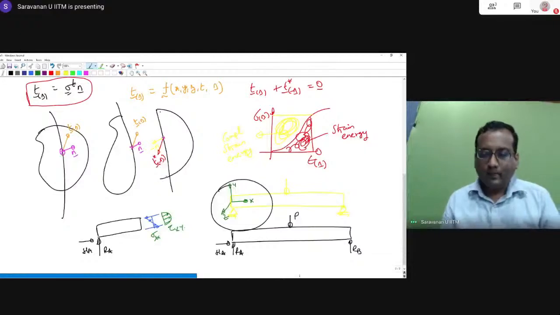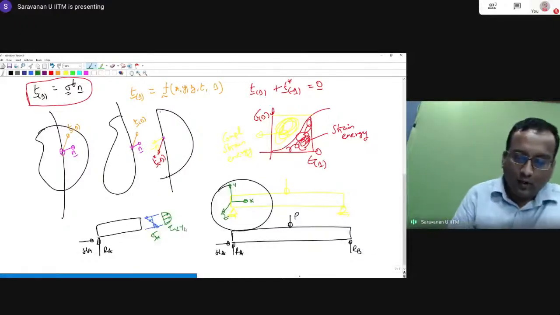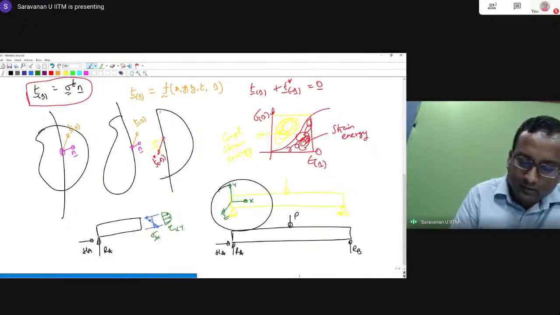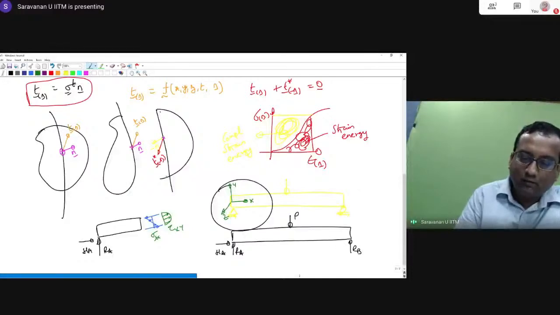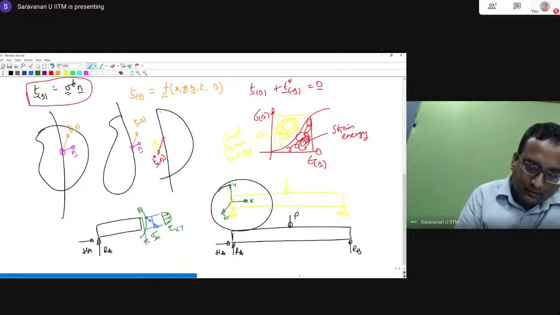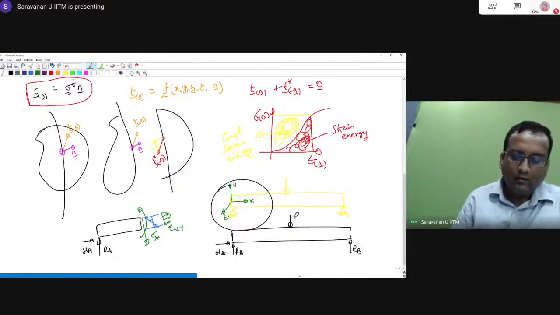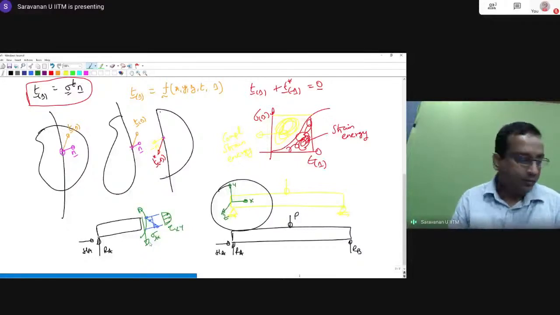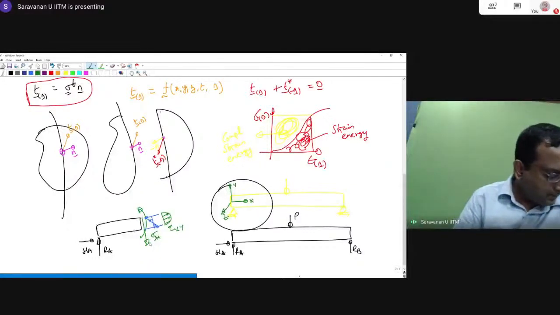So now I have to look at what this distribution is, what this moment is, and what this shear force is. For that, I have to solve the problem as a deformable body.